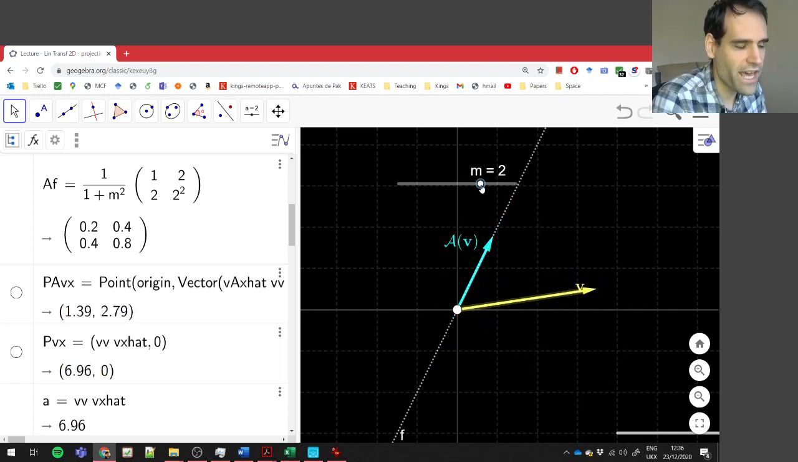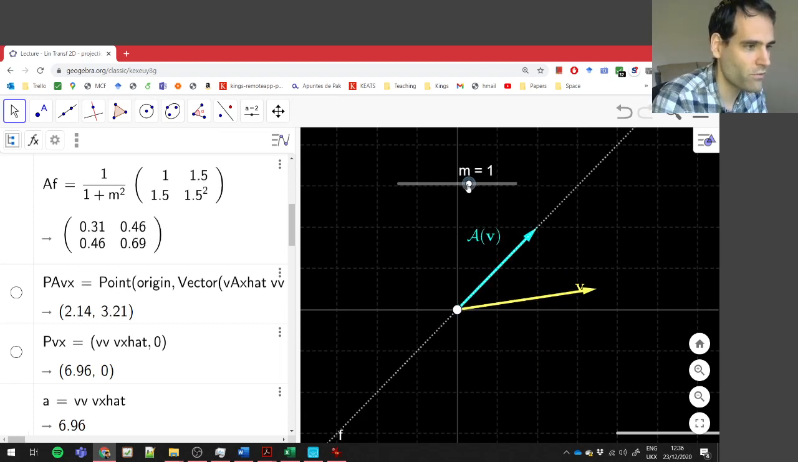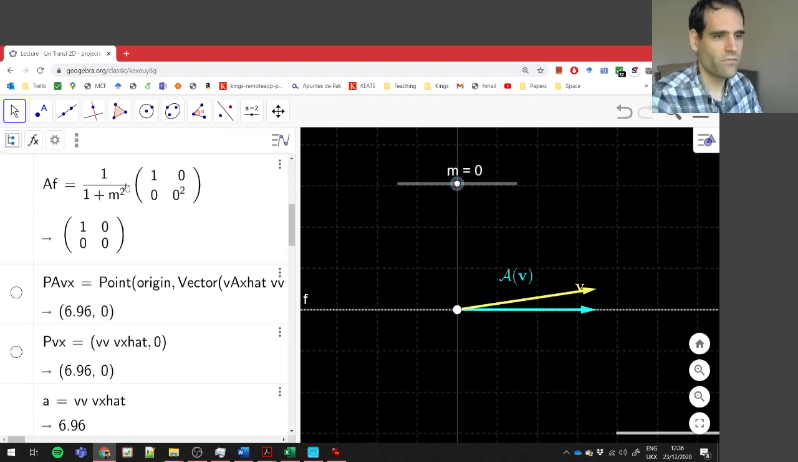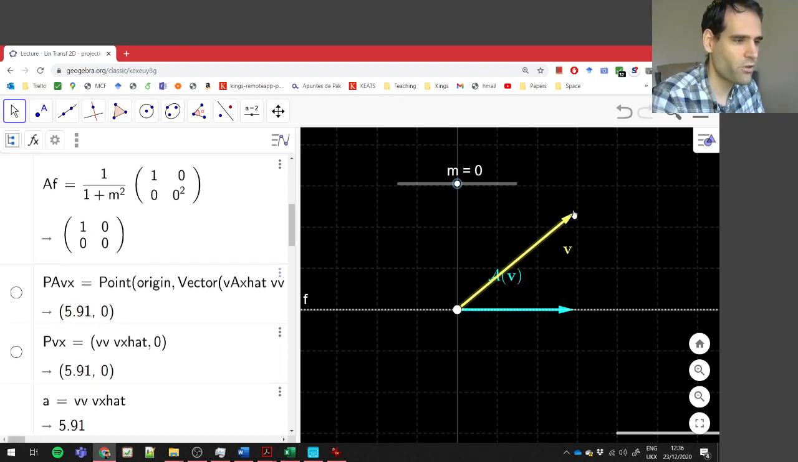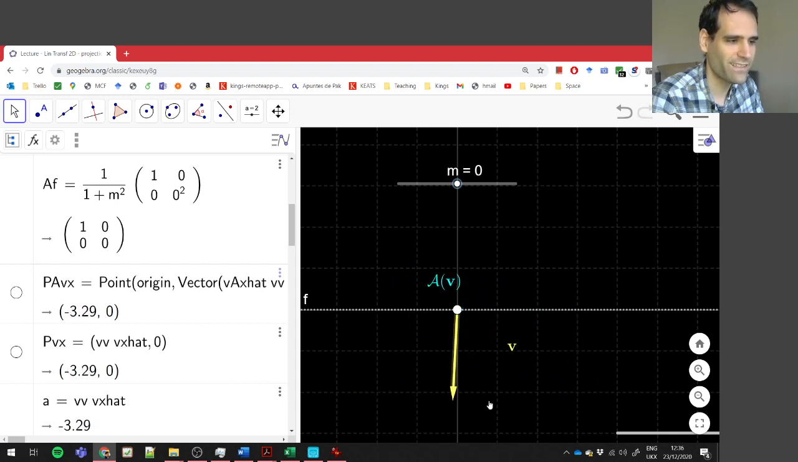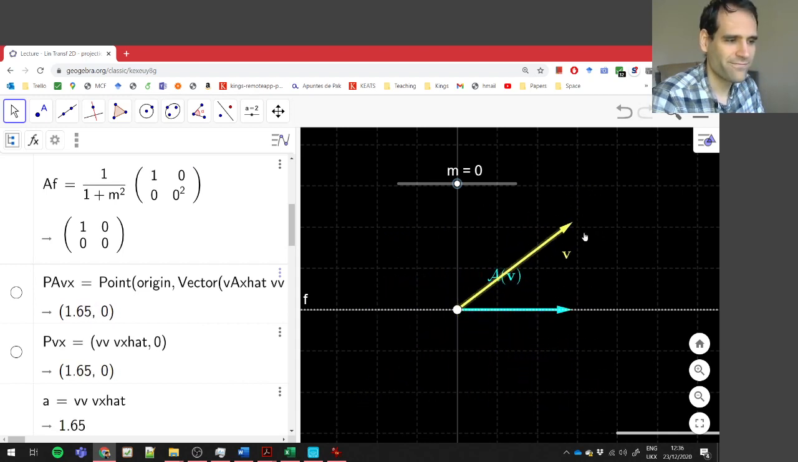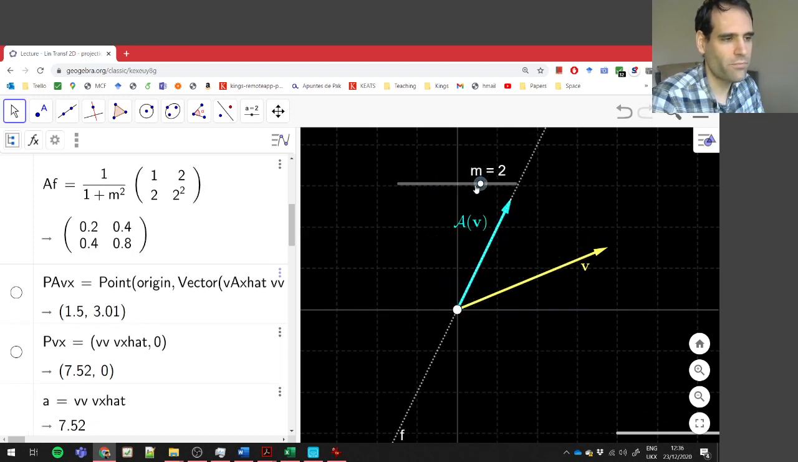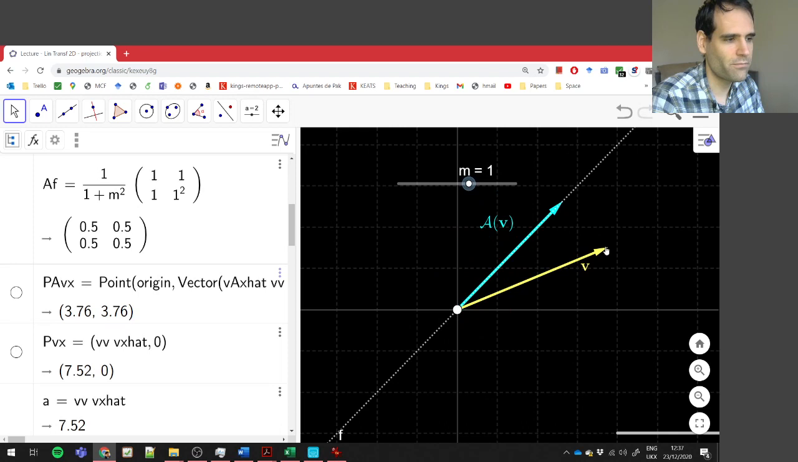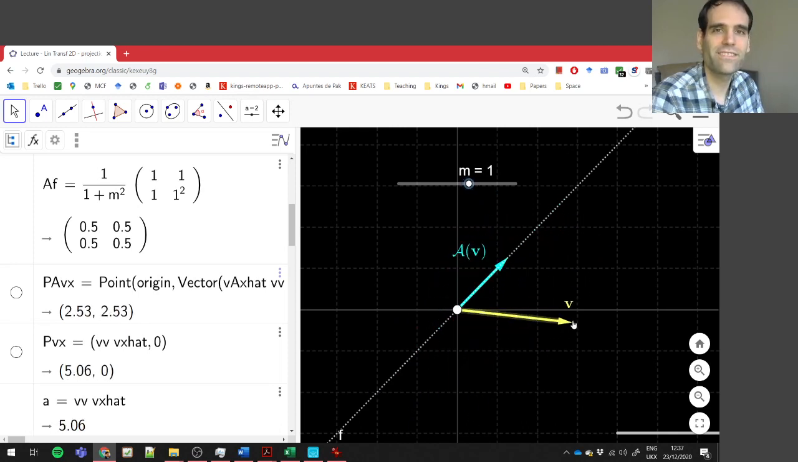But now we can change m, and when we change m, we are changing the matrix. Let's say m equals 0. Now the matrix is 1 divided by 1 times (1, 0; 0, 0). And this matrix indeed projects any vector onto the x-axis. So this matrix works for any value of m. It always projects the vector onto the corresponding line.